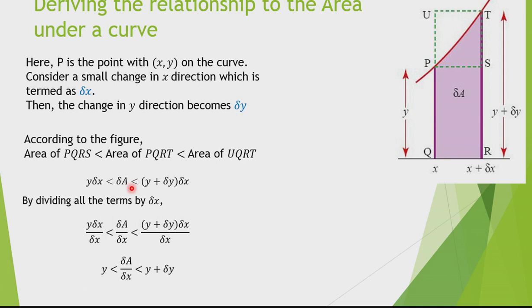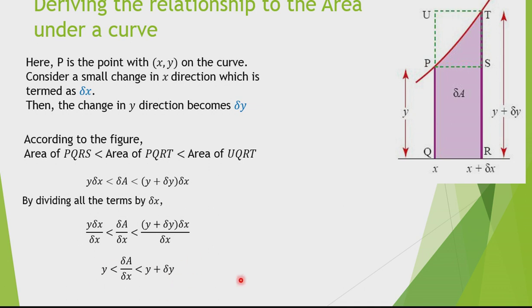And the area of this UQRT rectangle will be delta x multiplied by y plus delta y. The height is y plus delta y. So you can see this result is right there. Then I divide each and every term by delta x. The first one divided by delta x, the second one divided by delta x, the third one also divided by delta x. Then it will be simplified to somewhere here: y less than delta A by delta x less than y plus delta y. So we are almost in the final derivation.